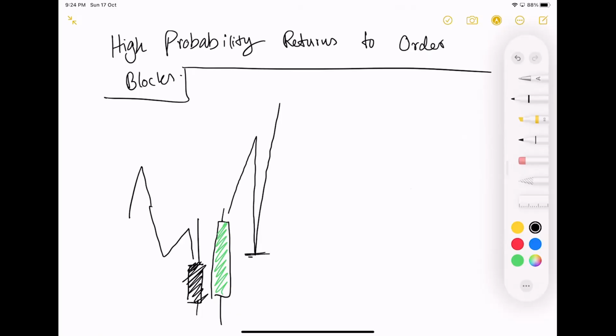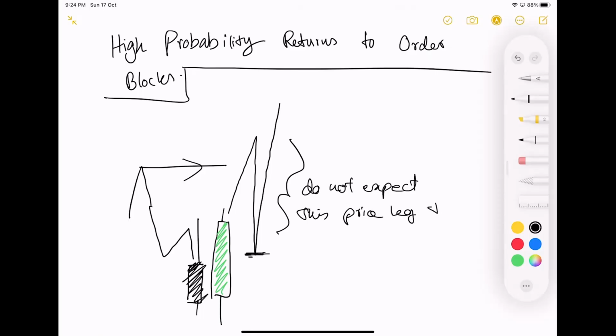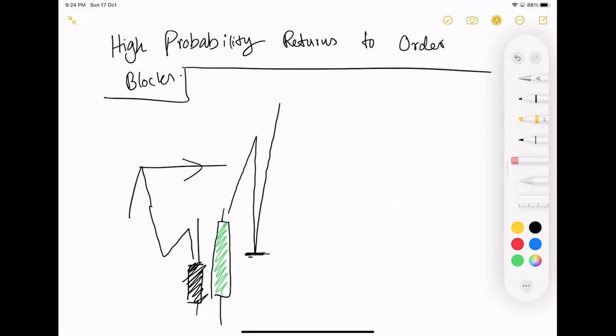When the order block has formed and price actually takes buy side liquidity, as for example, when it takes buy side liquidity and it's forming this low over here, do not expect this price leg to go far, because there is nothing that makes this over here a good reaction. What do I mean by that?